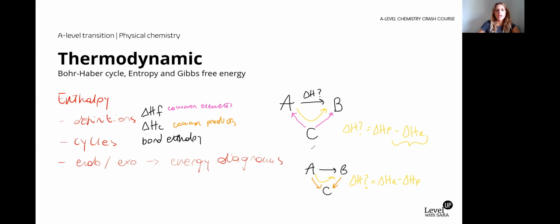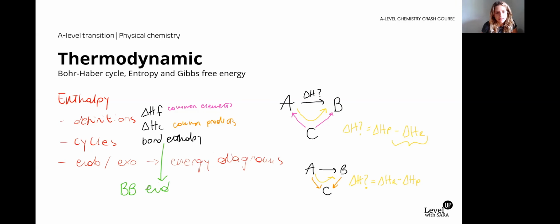Okay, for the bond enthalpy, we didn't do the cycle because there is an easier way to remember the definition. The important thing to remember is that bond breaking, when you're breaking bonds, is endothermic.